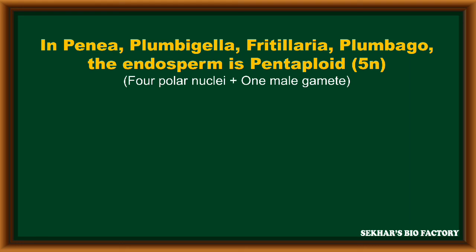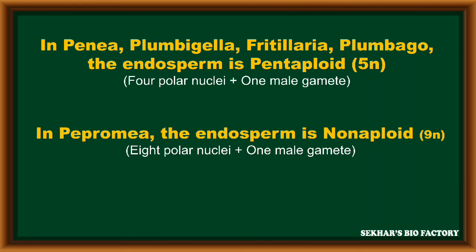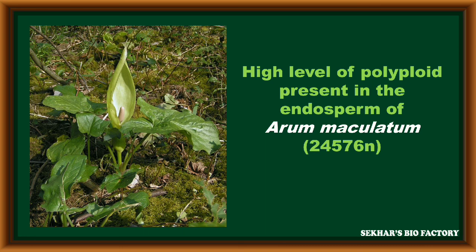In Penaea, Plumbagella, Fritillaria and Plumbago types, the endosperm is pentaploid because four polar nuclei are fertilized with one male gamete. In Peperomia, the endosperm is nonaploid because the embryo sac contains 8 polar nuclei, and these are fertilized with one male gamete. The highest ploidy is present in the endosperm of the Arum maculatum plant, which has 24,576 ploidy in the endosperm nucleus.